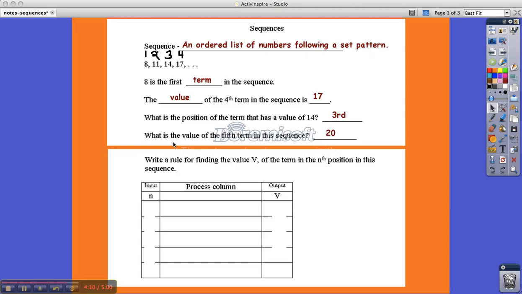Okay. So you should have answered these next two questions on your own. The position of the term that has the value of 14 would be the third position. It's the third term. And the value of the fifth term in this sequence is 20. So the fifth term wasn't even written here. But you should have been able to look at this and known that if you needed to continue this list and move on to the fifth term, you needed to look at how your values were increasing and continue the pattern that was in it.